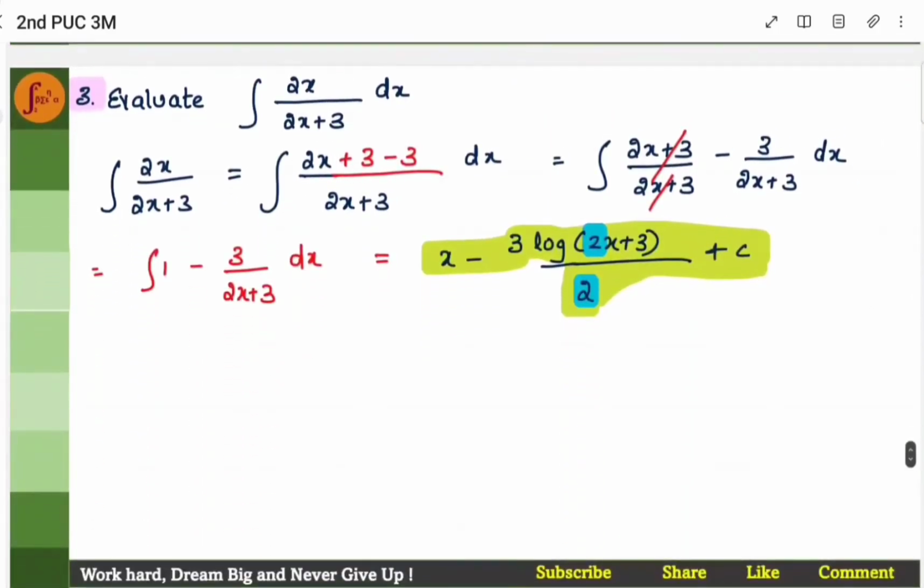The third problem. This is slightly tricky. Check. Is the function and derivative together? Function, say this is a function. What is the derivative of this? It's 2. Right? But you have 2x here. So substitution method will not work.